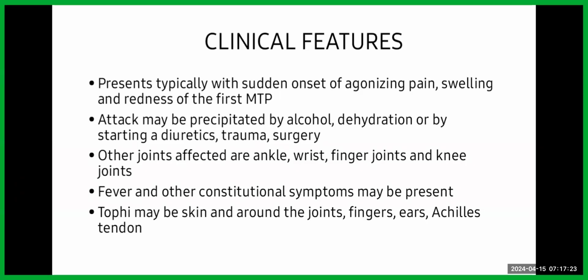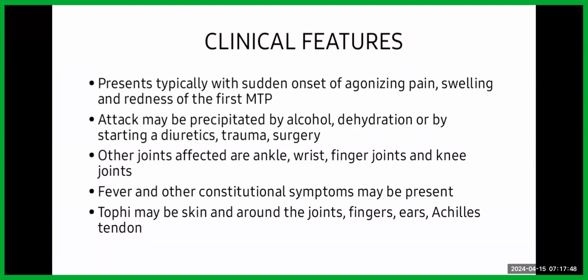And the attack may be precipitated by alcohol, dehydration, or by starting diuretics, trauma, surgery, and other forms of stressful activities, even some foods. Other joints affected are the ankle, wrist, finger joints, and knee joints. Just like our index patient, who had a recent attack that came with ankle joint swelling.